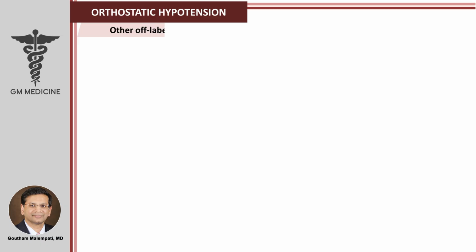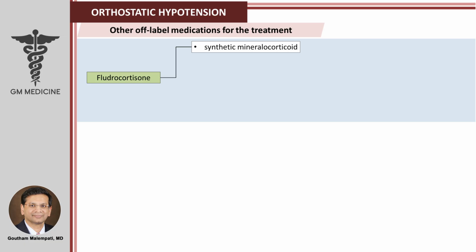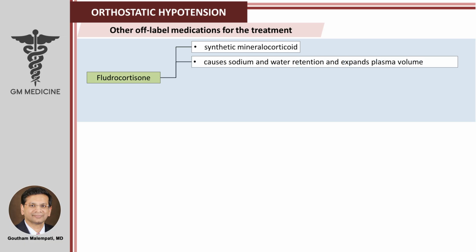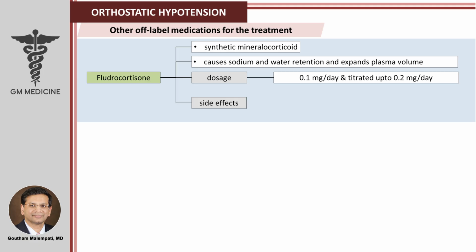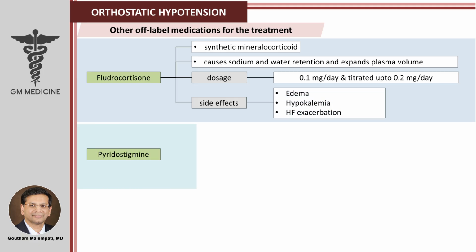Other medications that have off-label use for the treatment of orthostatic hypotension include fludrocortisone. It is a synthetic mineralocorticoid. It causes sodium and water retention and expands plasma volume. The starting dose is 0.1 milligram per day and titrated up to 0.2 milligram per day. Major side effects include edema, hypokalemia, and heart failure exacerbation.